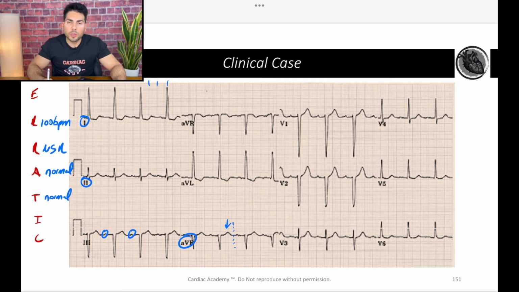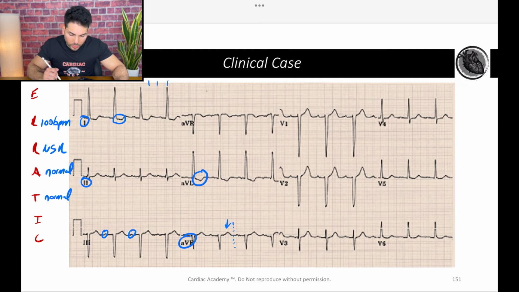Then I is for ischemic changes, and we'll look at the following anatomic regions, right? So first we look at lead 1, and we look for T wave inversions, Q waves, ST depressions, and we see a little bit of an ST depression here. Then we look at AVL, and we see some T wave inversions here. And then we look at V5 and V6, and those are normal, okay?